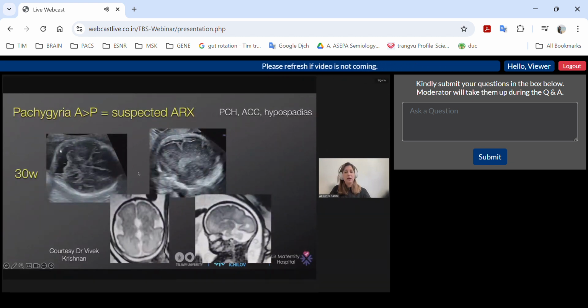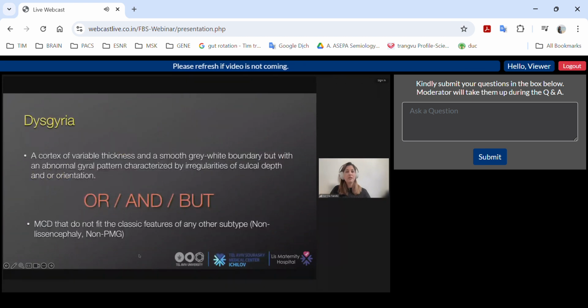Another male fetus: callosal agenesis, very abnormal sulcation, abnormal genitalia. We suspected that it was ARX, but it turned out to be trisomy 18. So remember, common things happen commonly. Again, our fetal phenotypes are so non-specific, and we need to remember that.